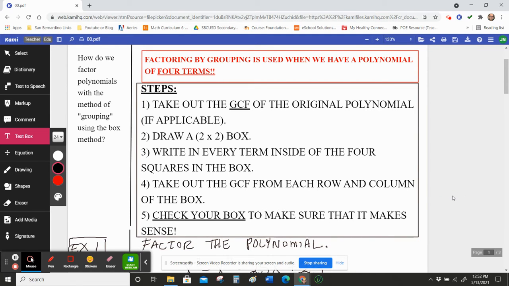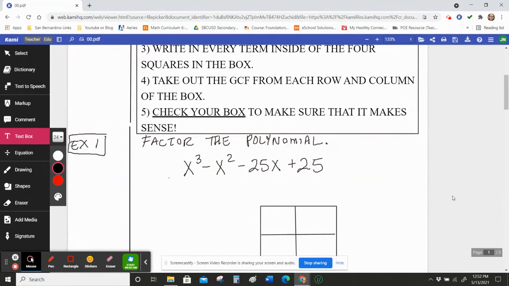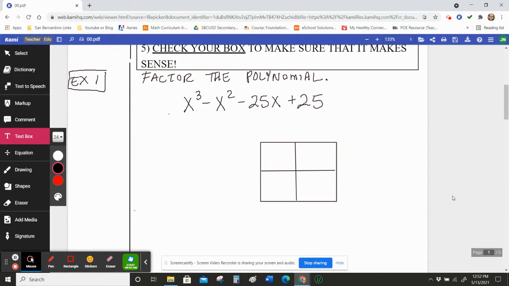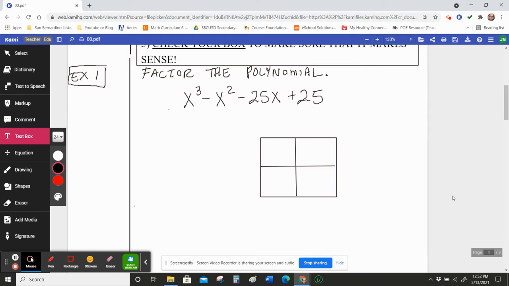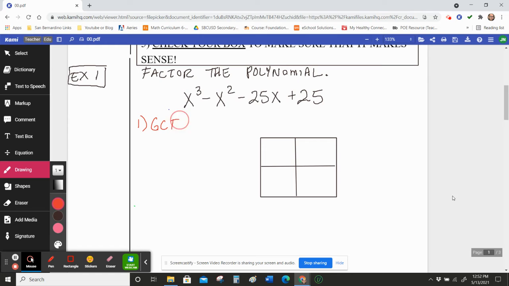So what are we doing here? I already have a couple of examples ready to go for you. So in example number 1, it says we want to factor the polynomial x to the power of 3 minus x squared minus 25x plus 25, right? So the first thing that we should check is, can we take something out of it already as it is? So is there a GCF? Can we take out a greatest common factor as it is?